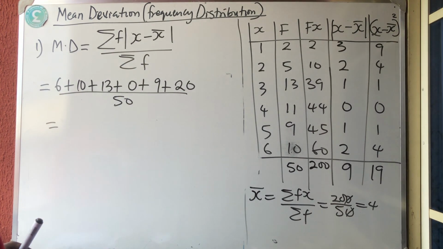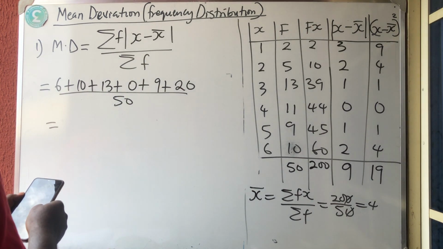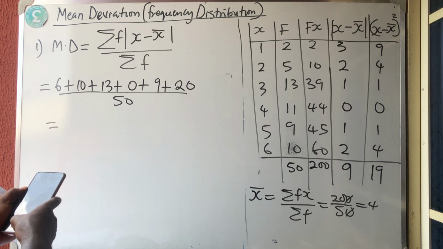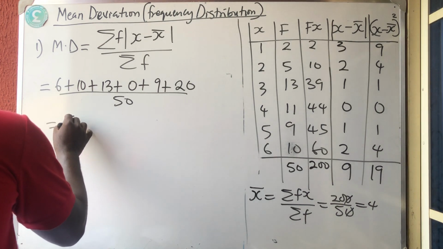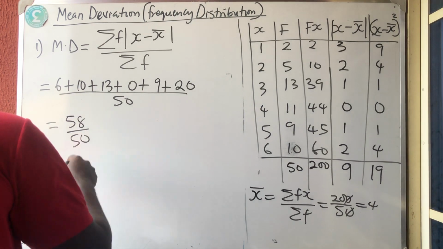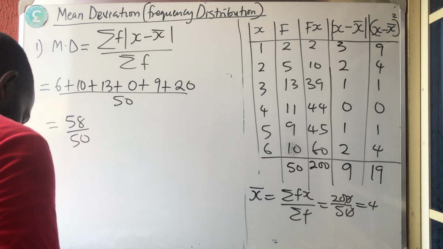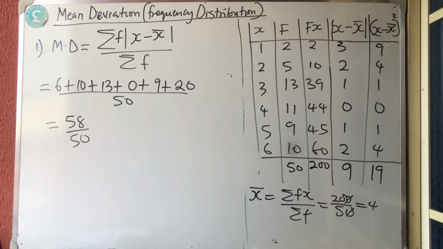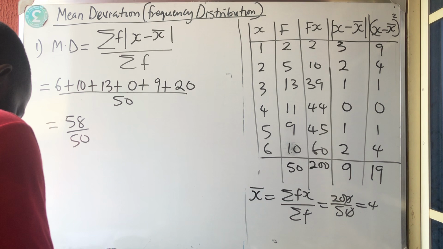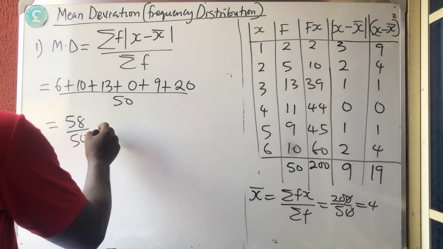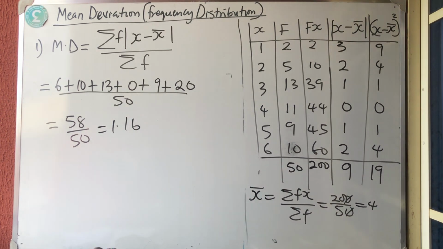So what do we have now? I'm having 6 plus 10 plus 13 plus 0 plus 9 plus 20. So I'm having 58. 58 divided by what? 50. So where is my mean deviation? How did I get 58? Is there any problem somewhere? Okay, so 58 divided by 50, which is what? 1.16. Okay, that is that.